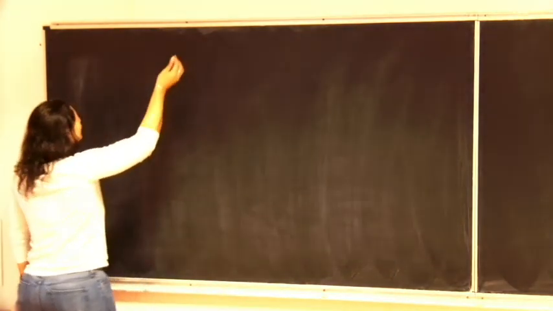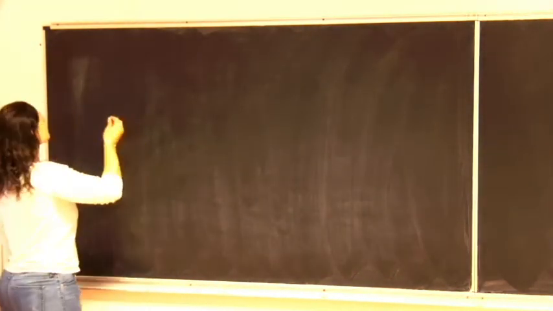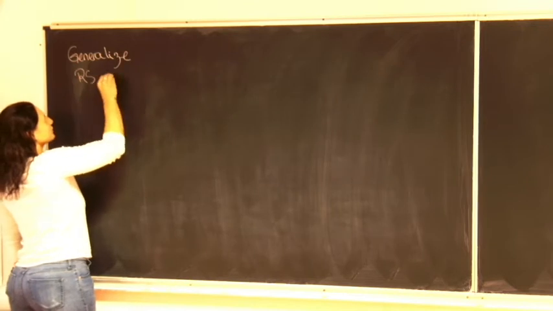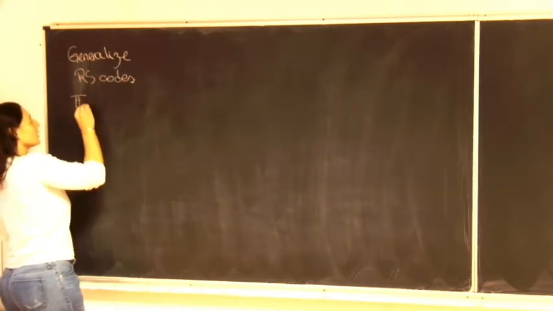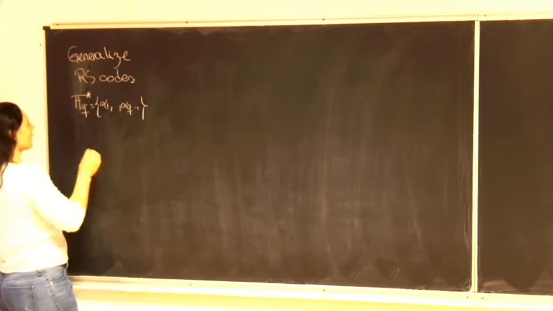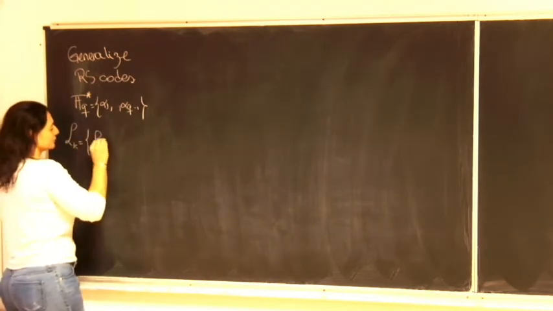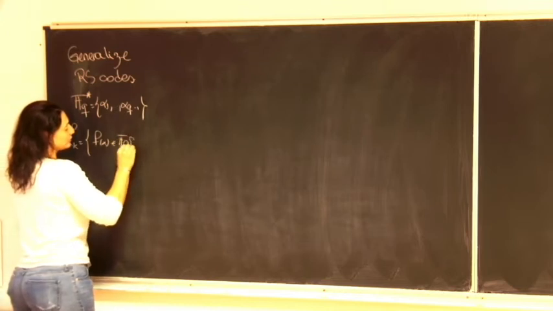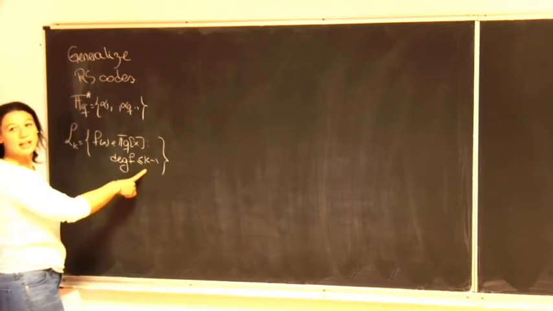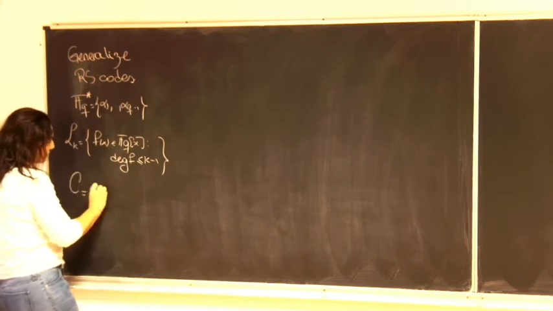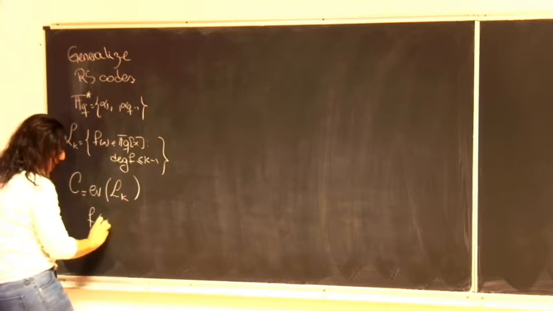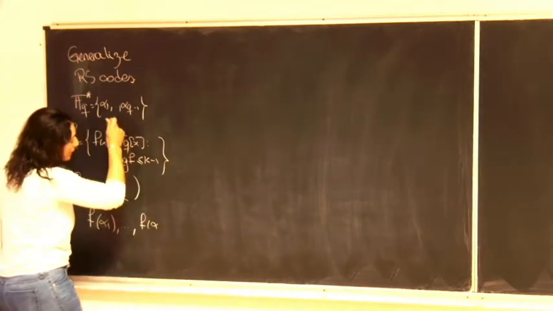So again, just to begin, the idea was to generalize Reed-Solomon codes, which were, when we use the multiplicative group, we evaluate polynomials of degree up to k minus 1, and so the code was the evaluation of this space, where evaluation means that we evaluate a polynomial in the elements of FQ star.